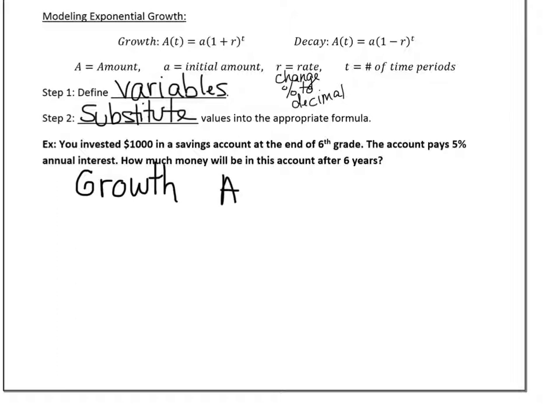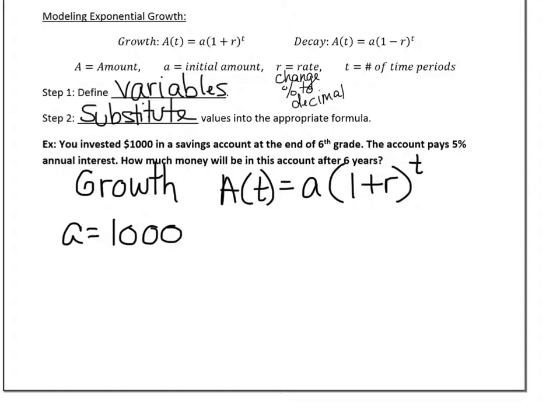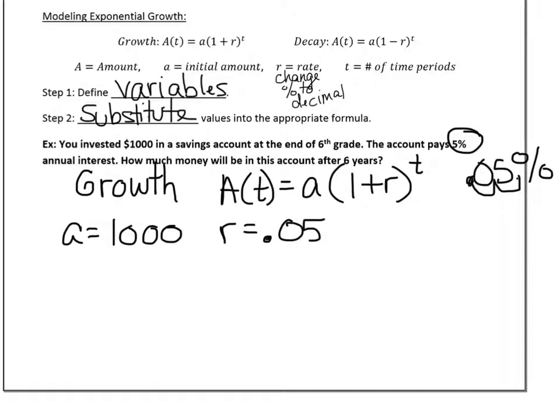which means I'm saying A of t, which is the amount after how many time periods, equals lowercase a (1 plus r) to the t. So we're using this formula. So our initial amount is 1,000. The percent is 5%, but we cannot leave it as 5%. So to change a percent to a decimal, we move the decimal point 2 places. So 0.05. And the time period is 6.